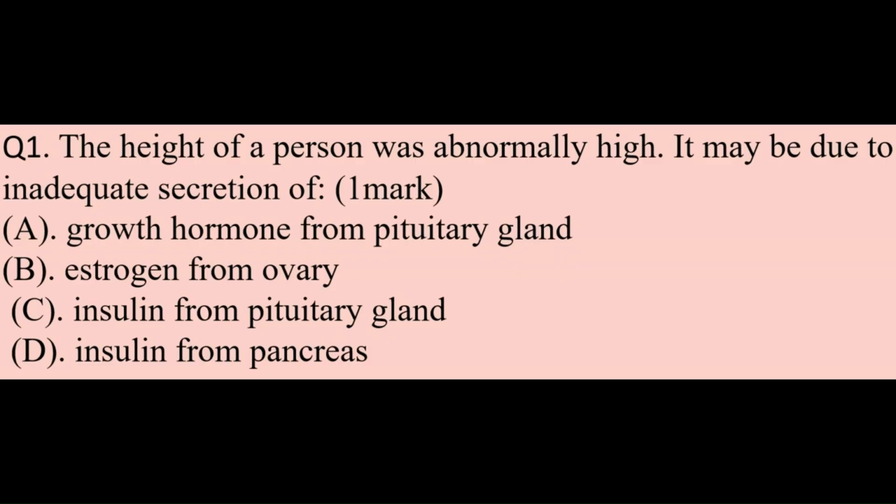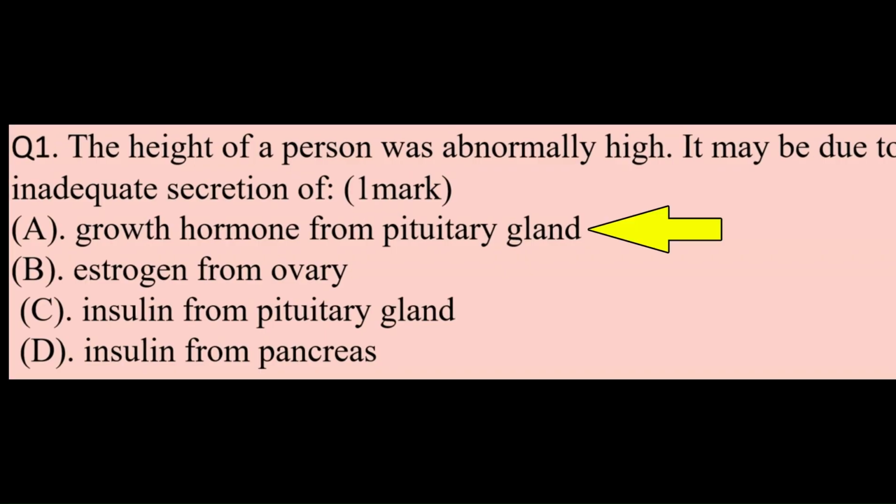The height of a person was abnormally high. It may be due to inadequate secretion of which of the following options? Option A, growth hormone from pituitary gland. Option B, estrogen from ovary. Option C, insulin from pituitary gland. Option D, insulin from pancreas. And here the answer is option A, growth hormone from pituitary gland.